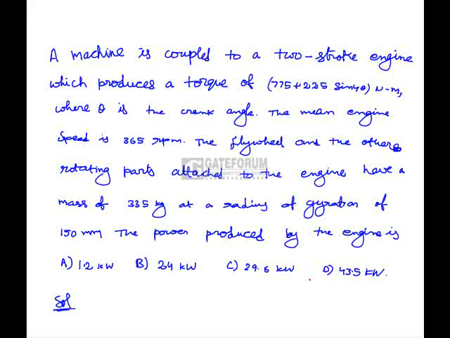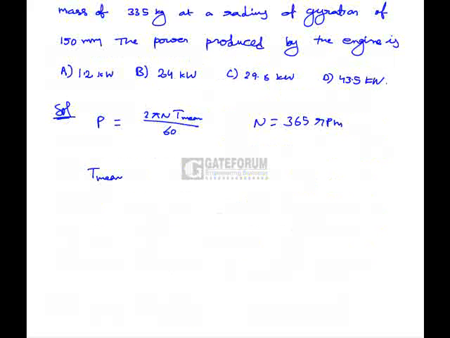So here coming to the solution, we will have to find out the power produced by the engine. Here power produced by the engine is given by 2 pi N T mean by 60, where T mean is the mean torque and N is the mean speed of the engine, and here mean engine speed is given by 365 rpm, and we will have to find out the mean torque. Here torque is given as a function of theta, and it is a function of 4 theta, so that here theta is equal to 2 pi by 4, that is pi by 2.